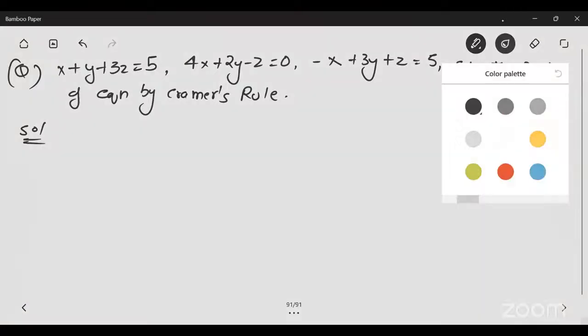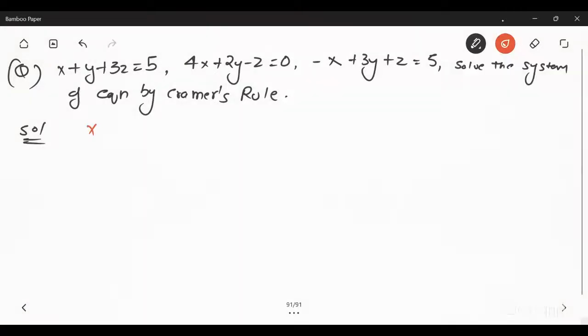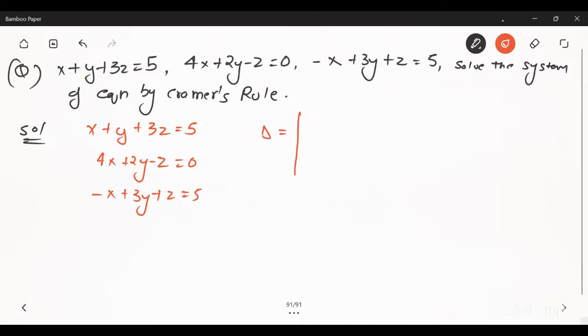The first step is write all the equations. So x plus y plus 3z equal to 5, 4x plus 2y minus z equal to 0, minus x plus 3y plus z equal to 5. Now firstly take the determinant. So determinant equal to 1, 1, 3. All the coefficients of x, y, z. So 4, 2, minus 1. So minus 1, 3, 1.